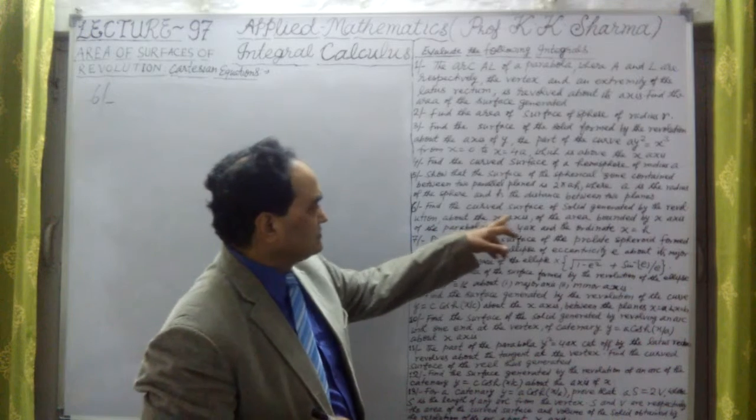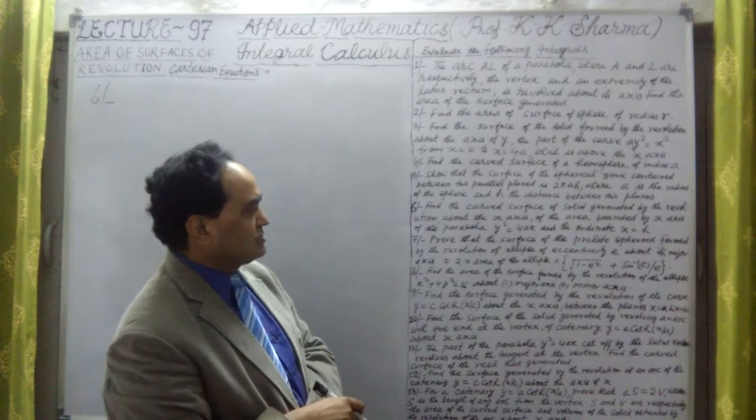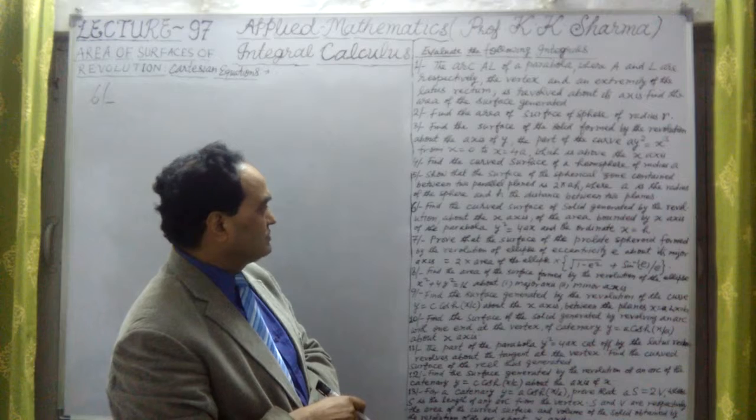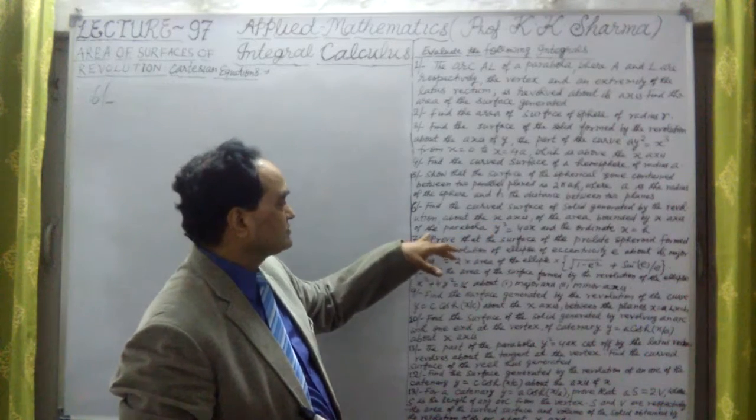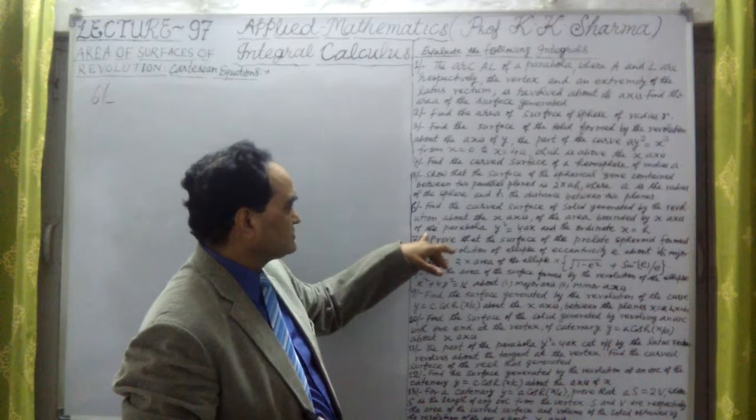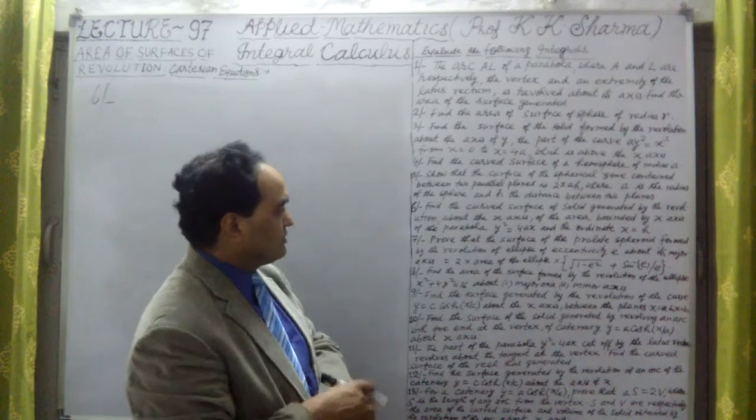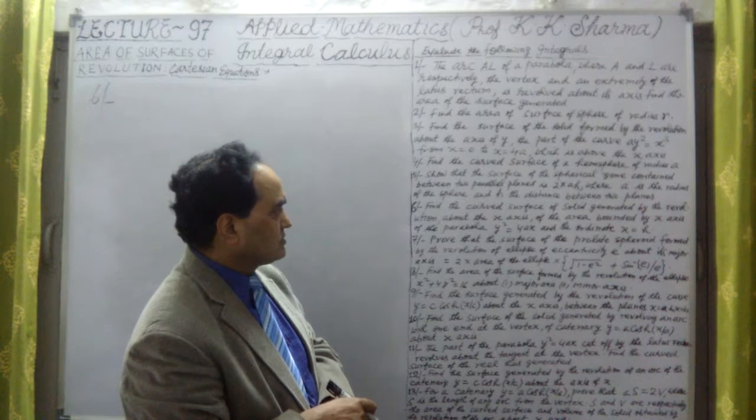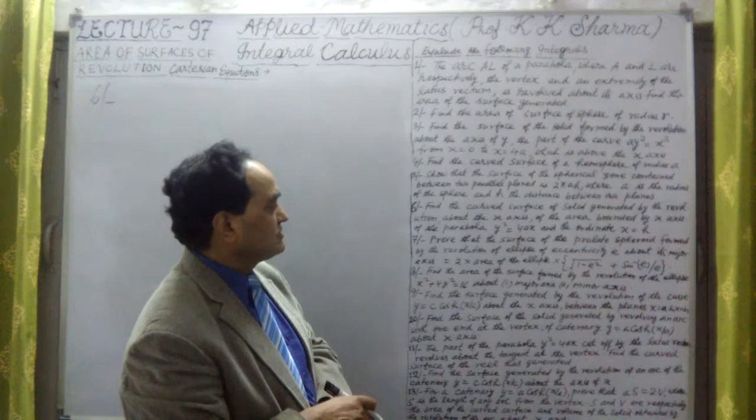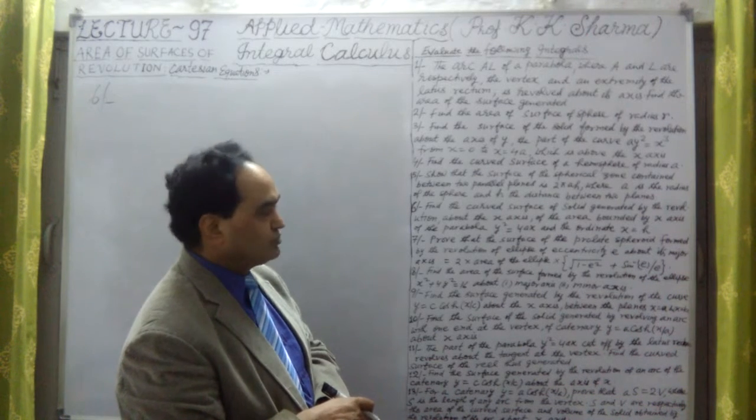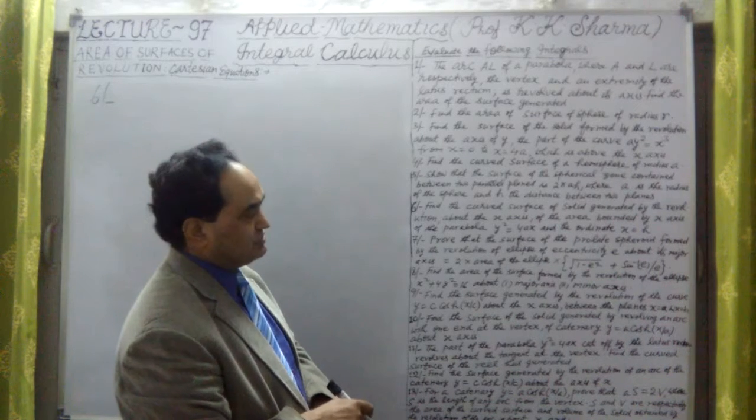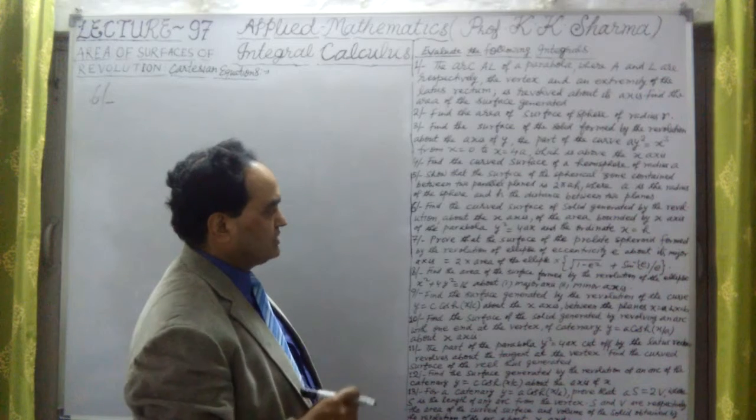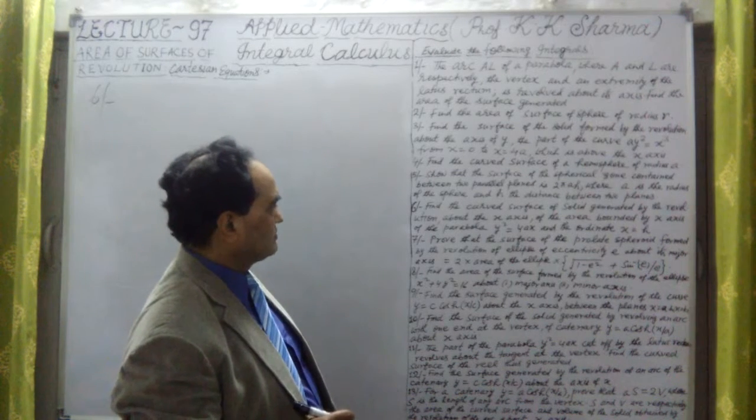Question 6 says, find the curved surface area of the solid generated by the revolution about the x-axis of the area bounded by the x-axis, the parabola y square equal to 4ax and the ordinate x equal to h. That is, limits are 0 to h here. That's the point we have to find out.